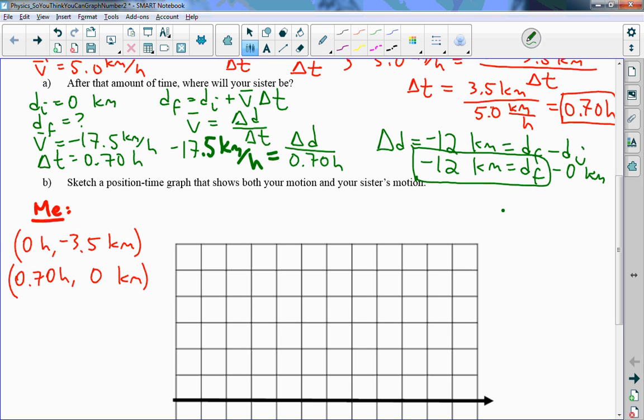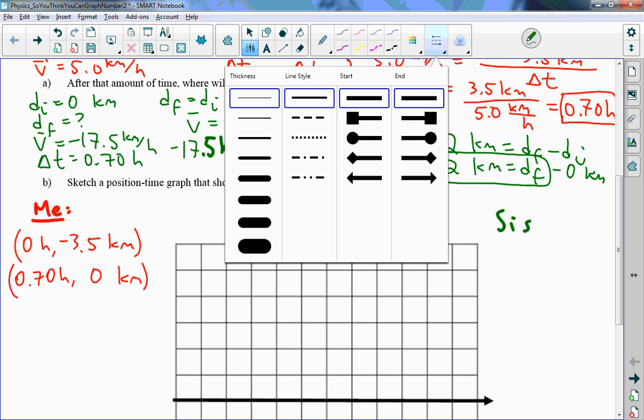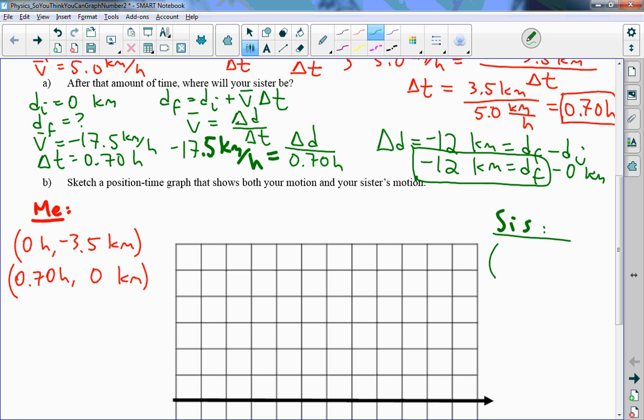For my sister, I know that at time 0, she was at home. And then at 0.7 hours, she was at negative 12. So that's all I need. I have my points, and I'm going to plot them.